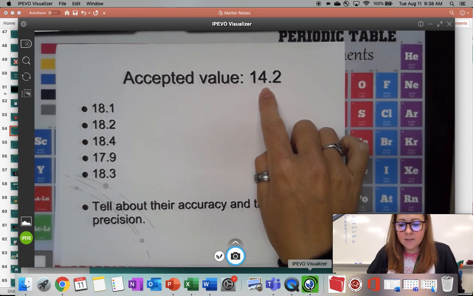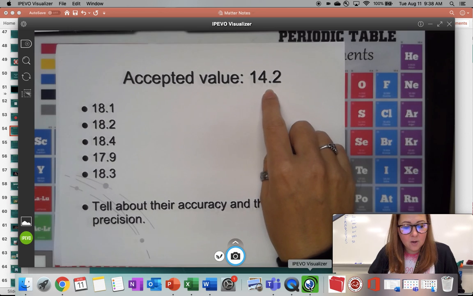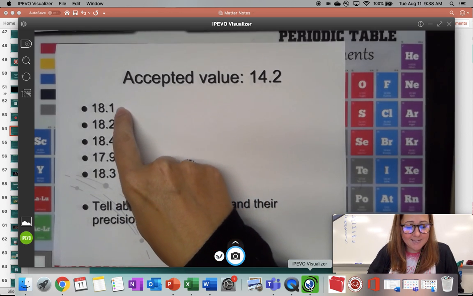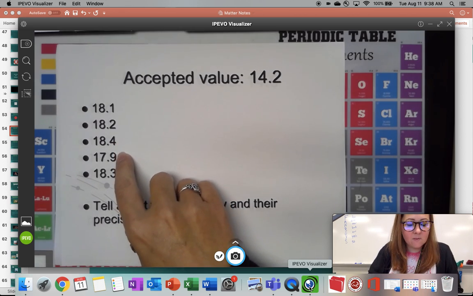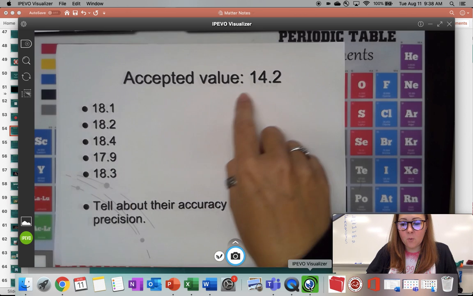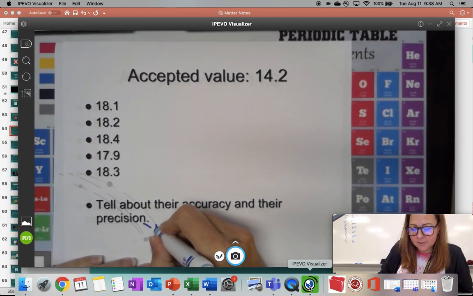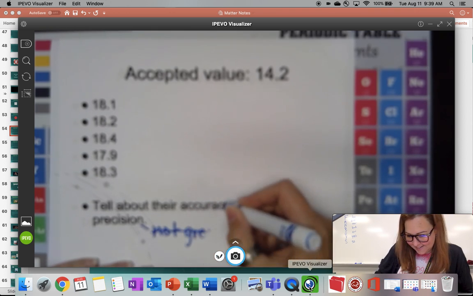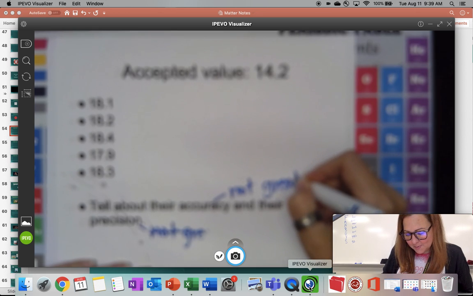When we look at this, you should have 14.2, or something very close to that. All of these are really close to 18, 17.9 to 18.4. That's a very close data range, but it's pretty far away from 14.2. So I'm going to say that my precision is not great. Nope. My accuracy is not great. Sorry. Wrote that in the wrong spot.